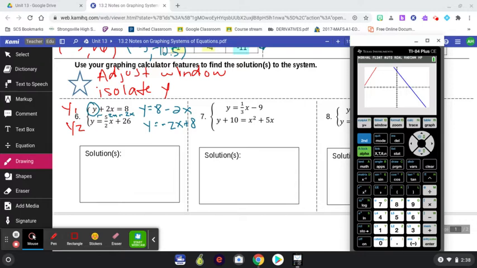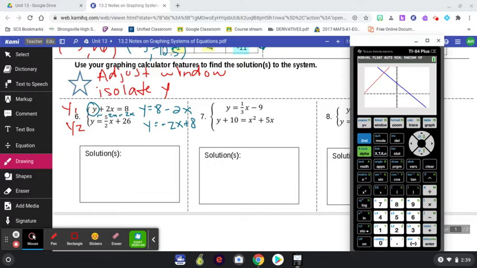So I'm going to have to change my window. They're going to intersect in the upper portion of my graph, and so I need to change the y max in order to see. I go to window. I'm going to arrow down to y max, and I'm just going to pick a number to try. I'm going to start with 20. I'm changing the y max to 20 in hopes that I can now see the intersection point.